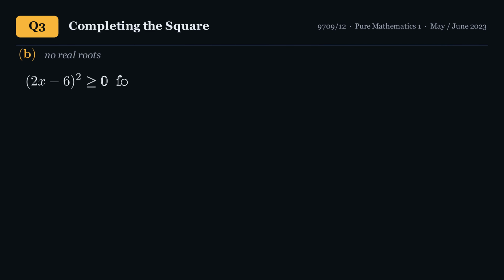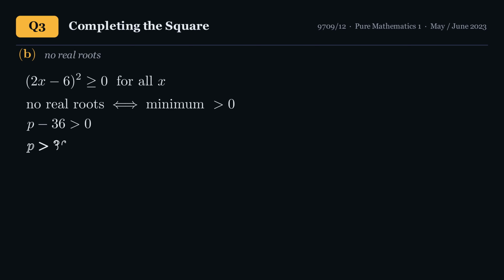(2x minus 6) squared is never negative. No real roots means the minimum value is above 0. So p minus 36 must be greater than 0. Therefore p is greater than 36. The equation has no real roots when p is greater than 36. And that completes question 3.